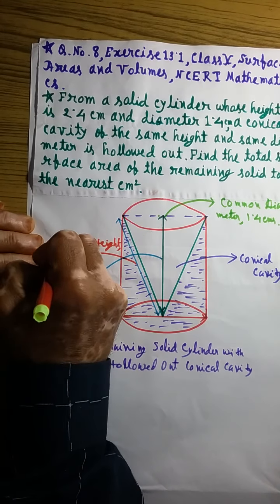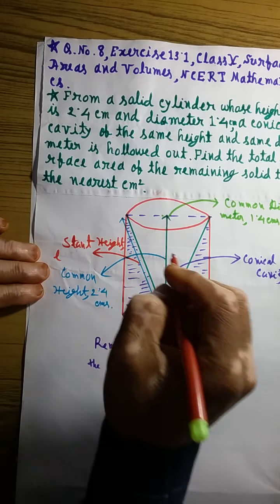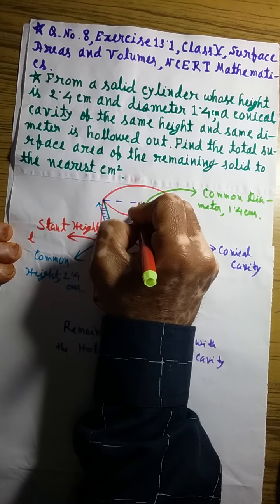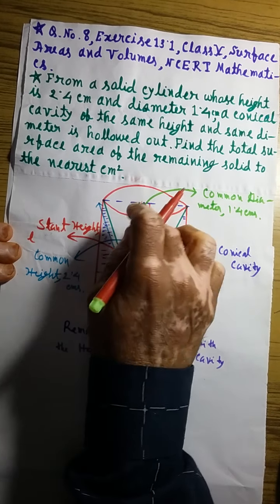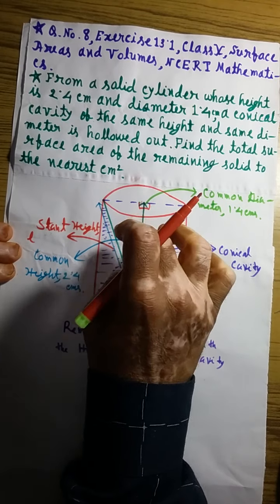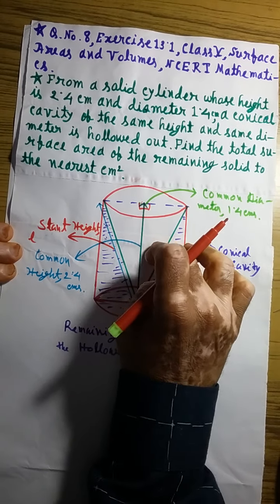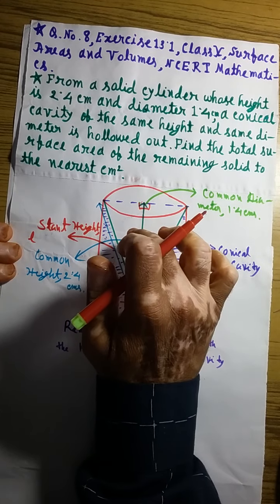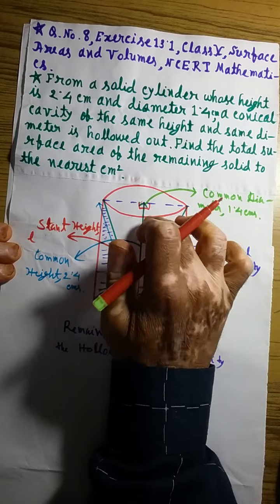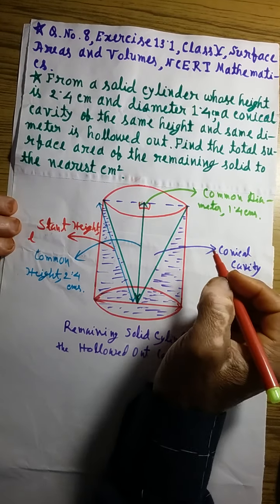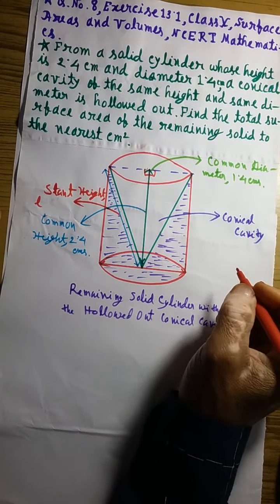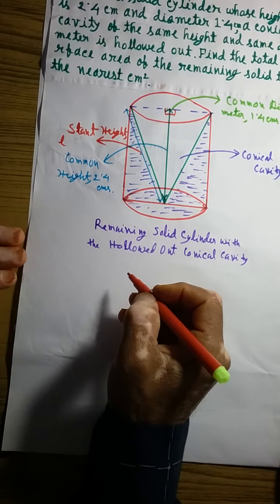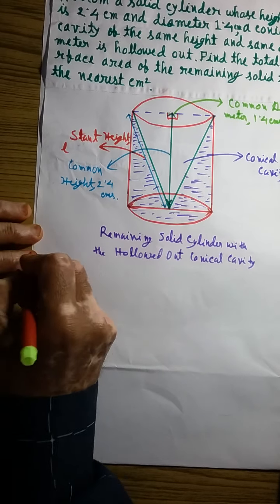Slant height l, which we have to determine using any one of these two right angle triangles, applying the Pythagoras theorem in any of them. Slant height l. So after this, let us proceed in this way. Write in this way.